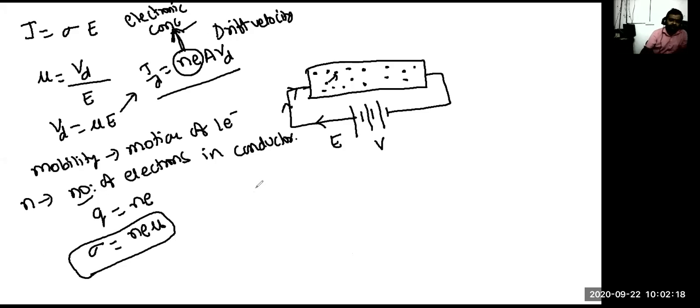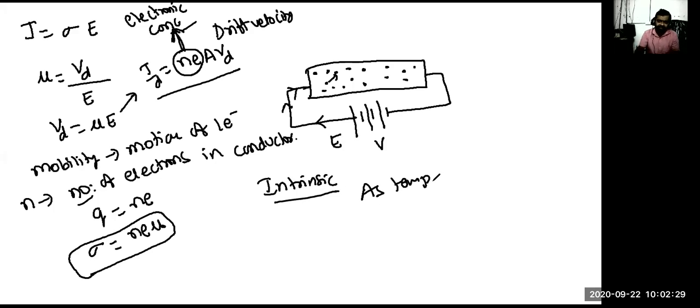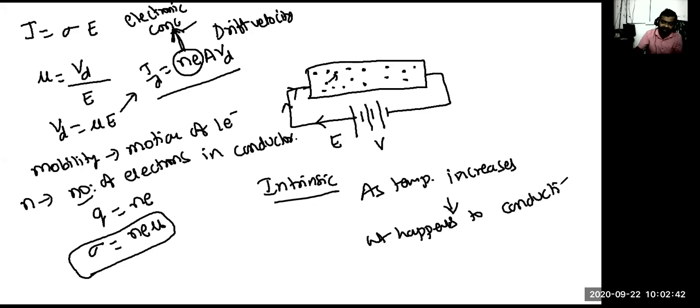Now I have an intrinsic semiconductor. Now what I want is, as the temperature increases, what happens to the conductivity of the intrinsic semiconductor? This one I want to find.